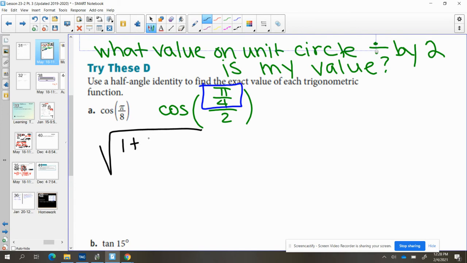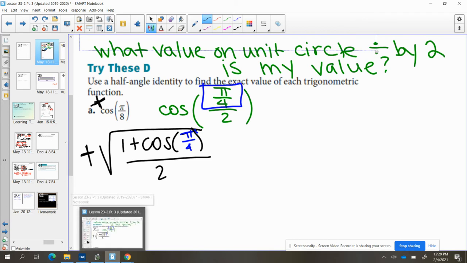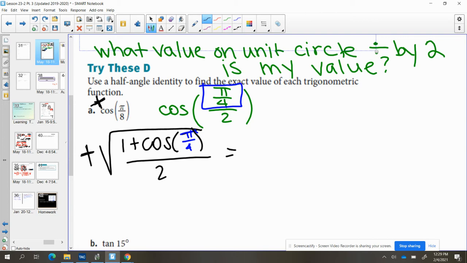We're going to do 1 plus cosine of pi over 4, again, the value we do know, and then divide that value by 2. Now, cosine is positive in quadrant 1, right, at pi over 8. So that's why we know we want a plus sign out front here. So from there, we're going to say, okay, 1 plus the cosine of pi over 4, which is square root of 2 over 2, all divided by 2.